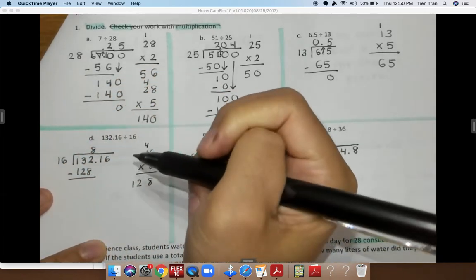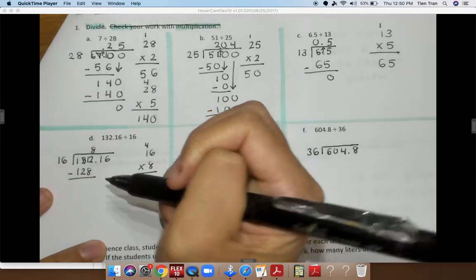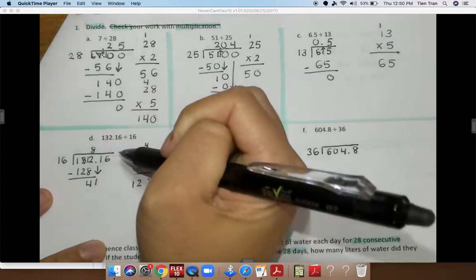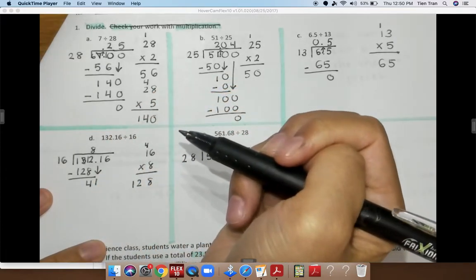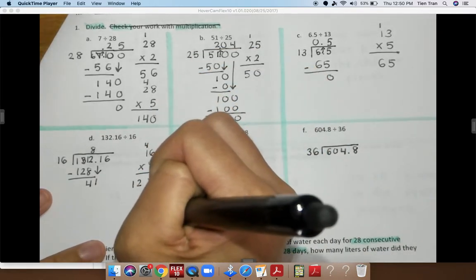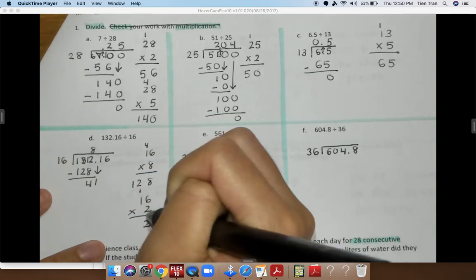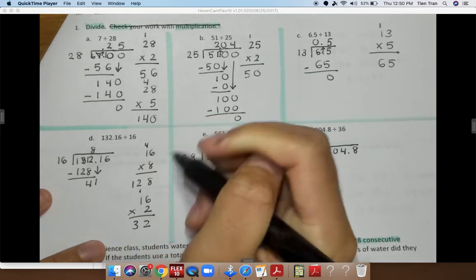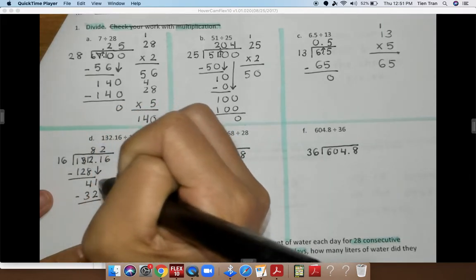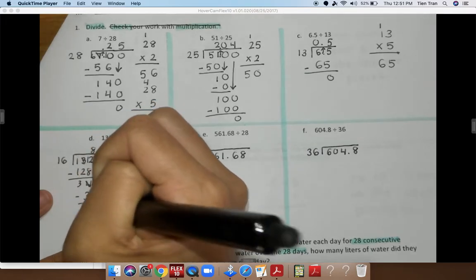2 minus 8 is not possible. I'm going to regroup. 12 minus 8 is 4. Bring down your 1. I get 41. 16 can possibly go into 41 maybe 2 times. 6 times 2 is equal to 12. 2 times 1 is 2, plus 1 is 3, so I'm writing 32. Subtract. I'm going to regroup. 11 minus 2 is 9. 3 minus 3 is 0.